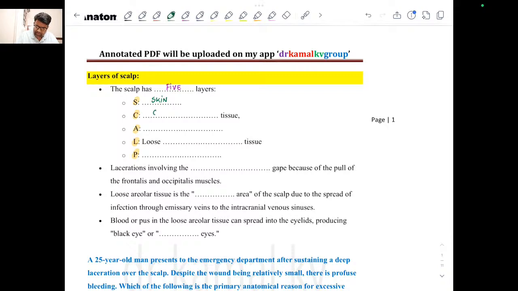Then C is the connective tissue. A is aponeurosis. Then L is loose areolar tissue and P stands for pericranium. Clear? So these are the 5 layers of the scalp: skin, connective tissue, aponeurosis, loose areolar tissue, and finally pericranium.